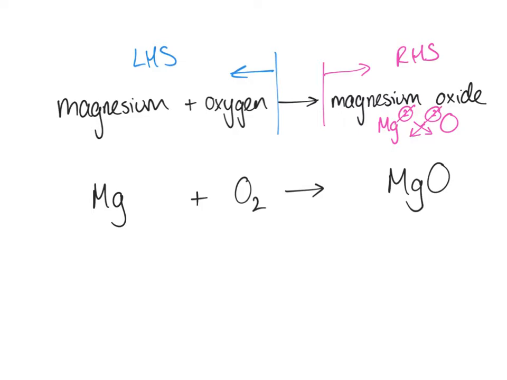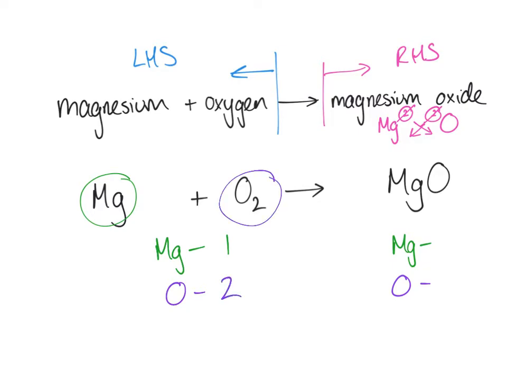But there's a problem with this equation. We don't have the same number of atoms on the left-hand side as we do on the right-hand side. So one thing we'll do when we practice these balancing of equations is we'll make a list on either side of the equation to essentially count up how many of each type of atom that we have. So let's see, magnesium. On the left-hand side, we have 1, if you look at it here. Oxygen, on the left-hand side, we have 2.